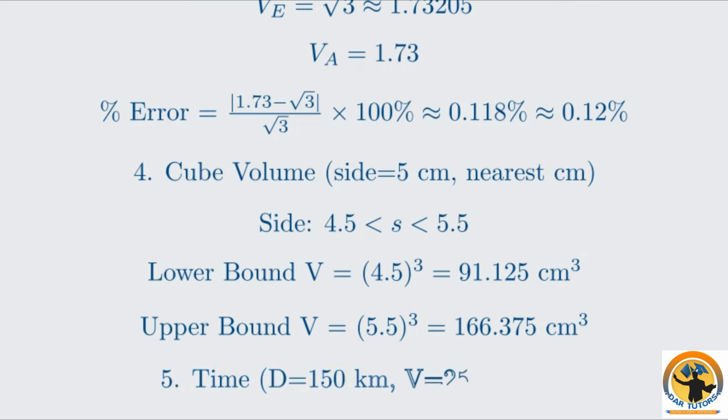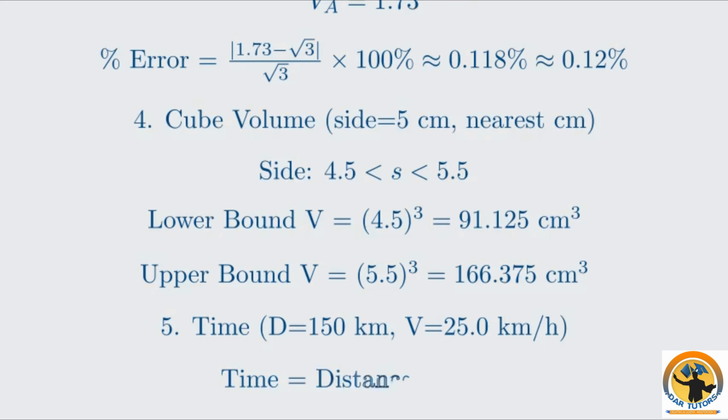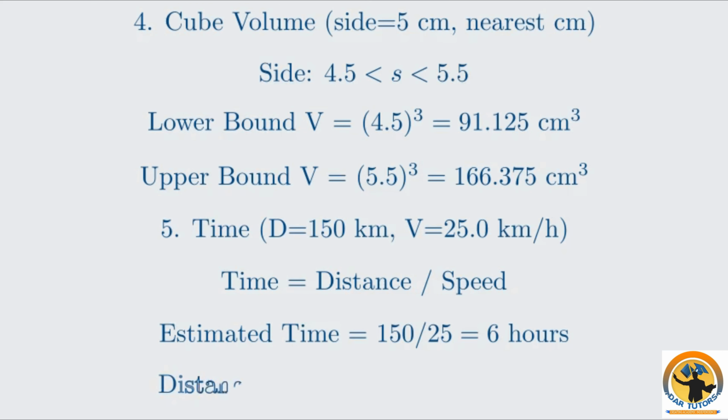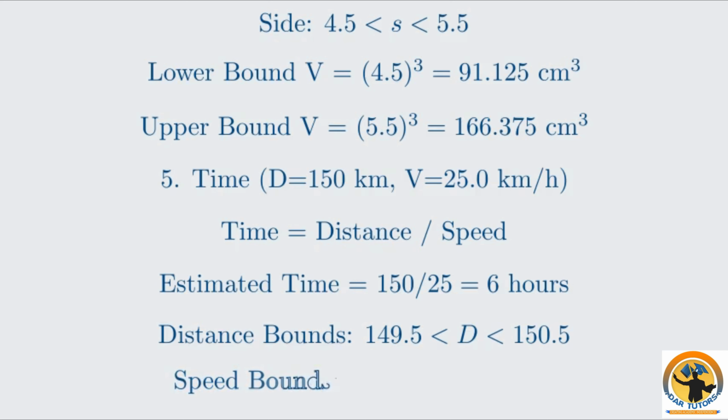Finally, question 5 is a speed, distance, time problem. Distance is 150 kilometers. Speed is 25 kilometers per hour. First, the estimate for time. 150 divided by 25 is 6 hours. Now, the bounds. The distance is between 149.5 and 150.5. The speed is between 24.95 and 25.05.